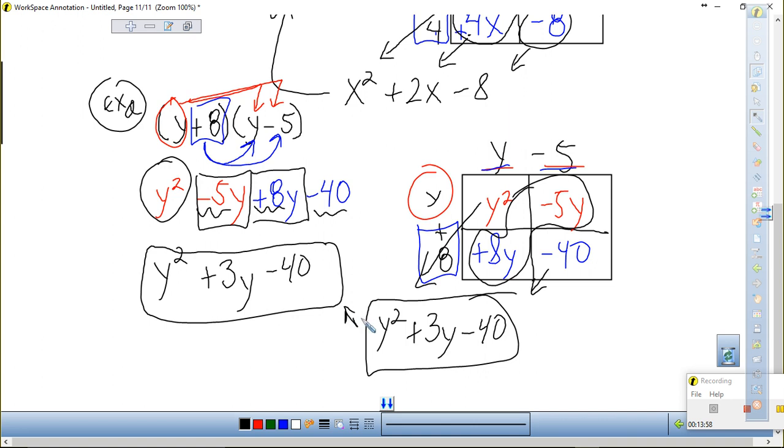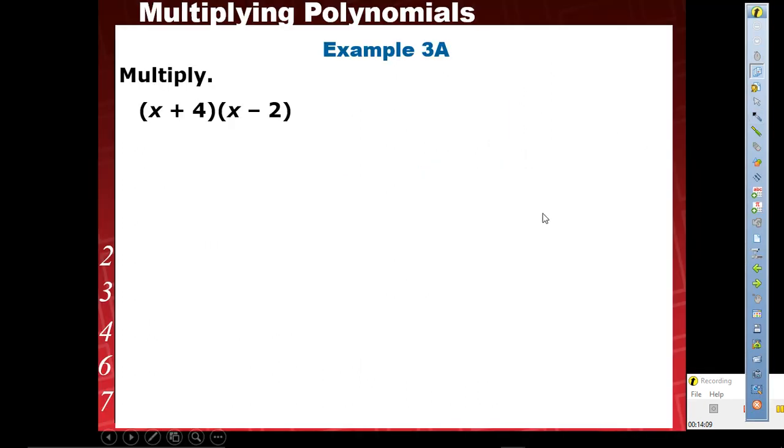Yes. And make sure you practice these because these are coming in the next part. You have to do it both ways. Okay? Let's do another one. Copy this one. Example 3B.